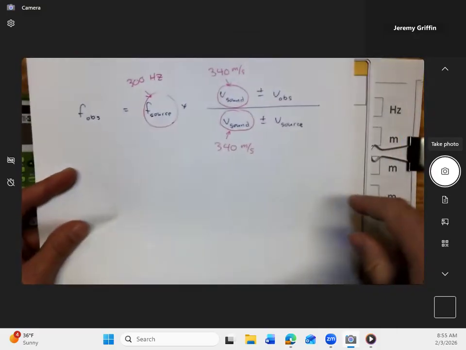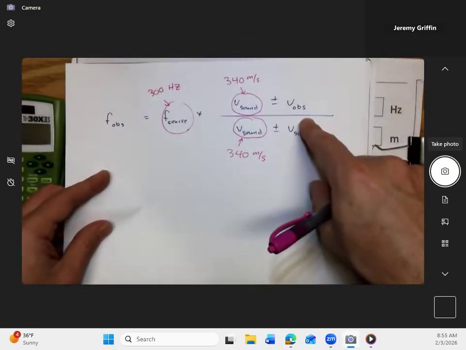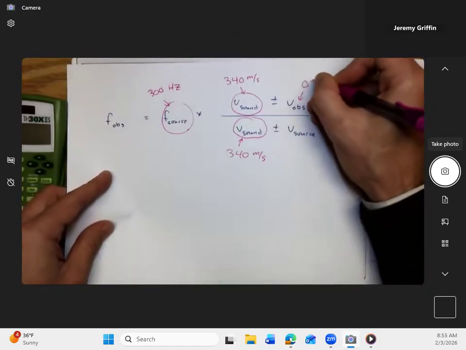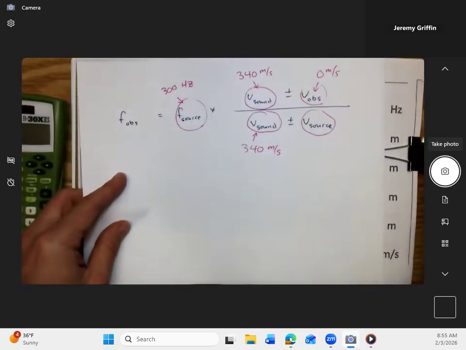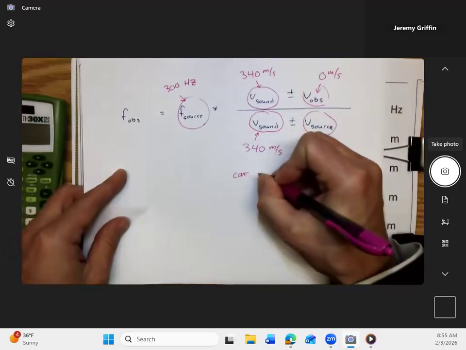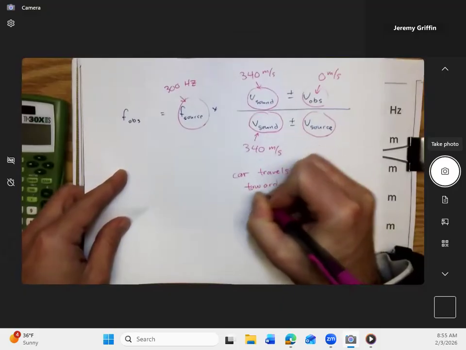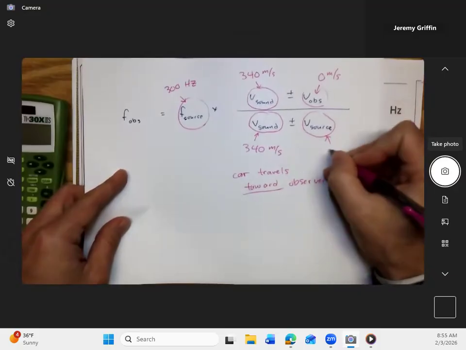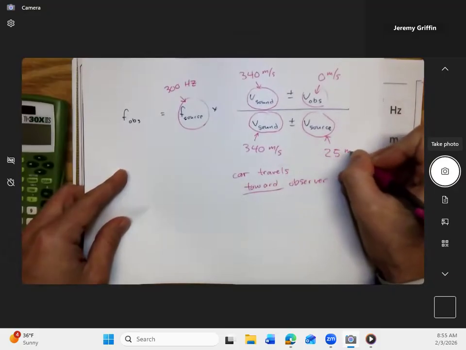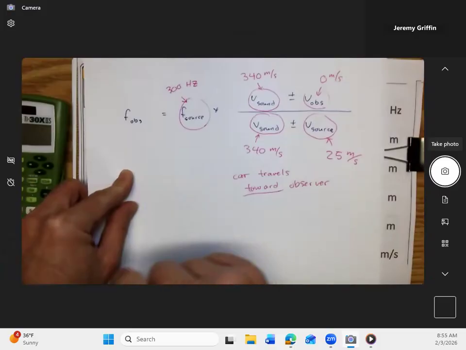Now, guys, let's say this guy is stationary, he's just standing there. What would the velocity of the observer be? Yeah, 0. So we'll put 0 meters per second for the velocity of the observer. Let's say the car travels toward the observer, and let's throw a number at it. How about 5 meters per second? Now to finish this calculation, you've got to figure out, is this going to be a plus or a minus right here? He's traveling toward it.